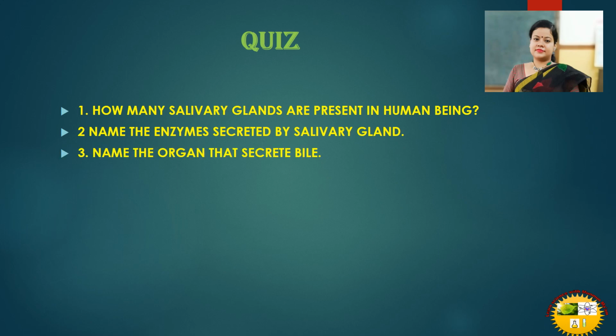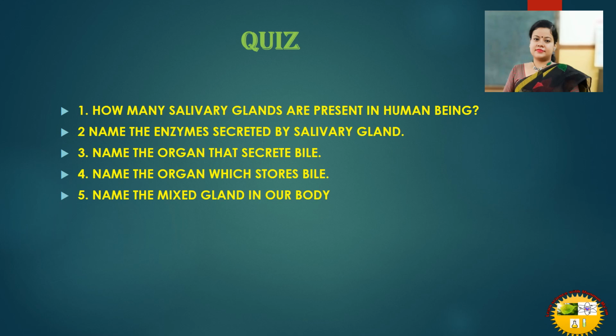Next question. Name the organ that secretes bile. It will just take a fraction of a second to write down the answer. So quickly write your answer. Next, name the organ which stores bile. Which organ stores bile? I know you all have written the answer. So moving to the next one. Name the mixed gland in our body. Questions are really easy, so answer quickly.